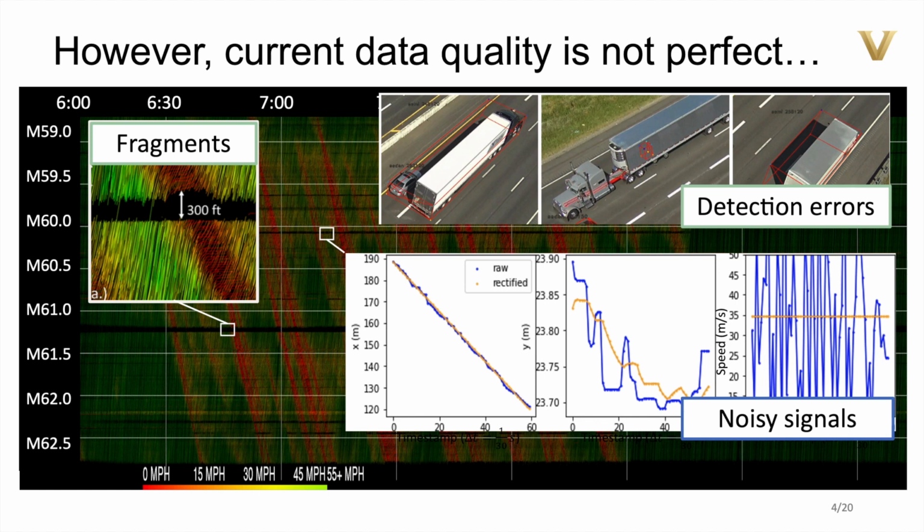So the first problem we want to address is fragmentation, by grouping fragments that belong to the same objects together to form more complete trajectories. The second type of problem is some miscellaneous detection errors and noisy signals, for which I will show you a convex program to fix them downstream.